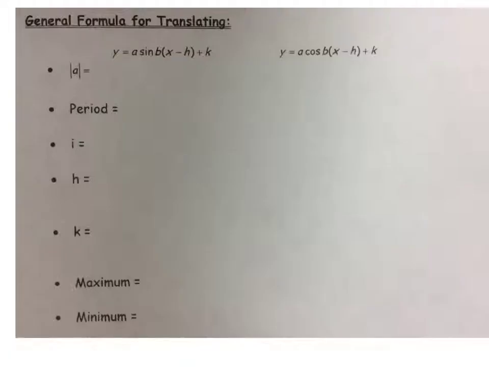The general formula for translating is y equals a sine b times x minus h plus k, or just replace that with a cosine. And just like all of the parent functions, h and k do what they've always done. H shifts left and right, and k is up and down. So what does the absolute value of a represent? Yeah, that's the amplitude.